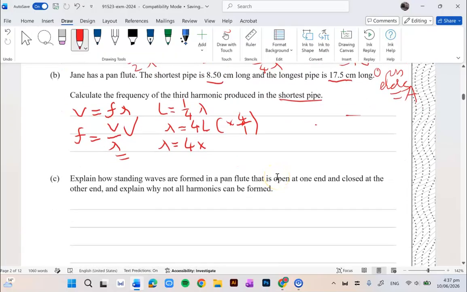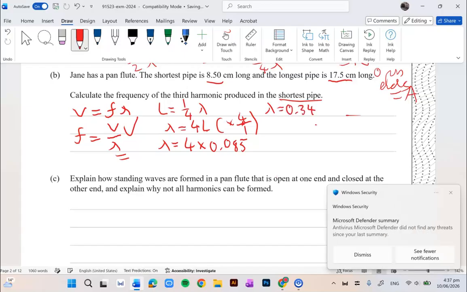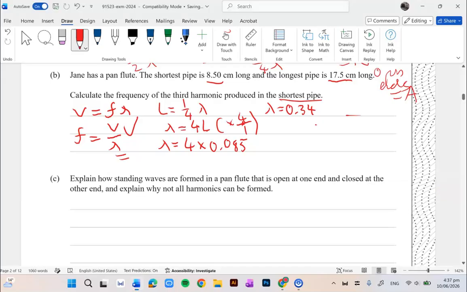So that's going to be 0.085. And if you put that into your calculator, you should get an answer of wavelength equals 0.34 meters. So now we have the wavelength. We can go f equals 343, which is the velocity of the sound wave, divided by 0.34. And if you do that into your calculator, you should get an answer of 1008.